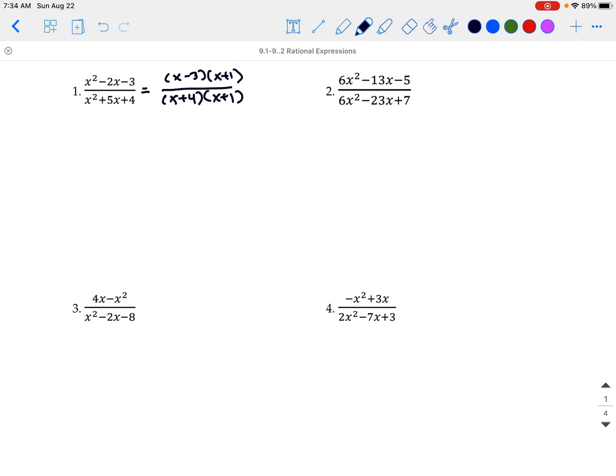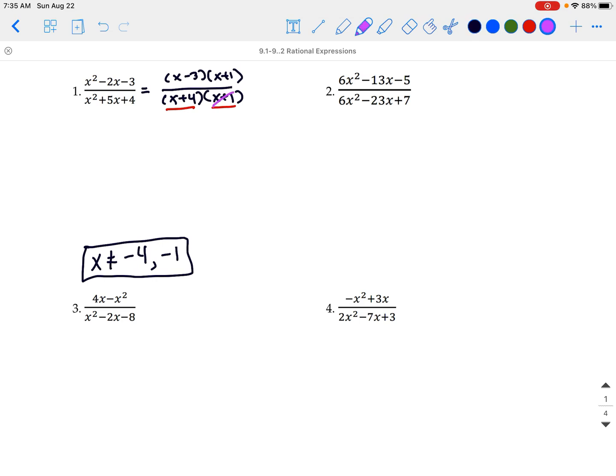But before we do that, we are going to write out our undefined values. So what can x not equal? And essentially, x is not going to be able to equal anything in the denominator when it is 0. So for x plus 4, that is going to equal 0 at negative 4. And for x plus 1, that is going to equal 0 at negative 1. So our undefined values for this expression are going to be x equals negative 4 or x equals negative 1. So we're going to exclude those as possibilities.